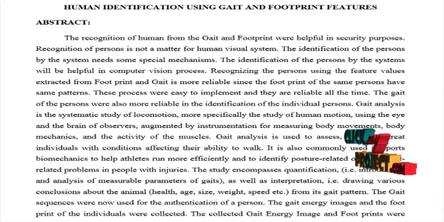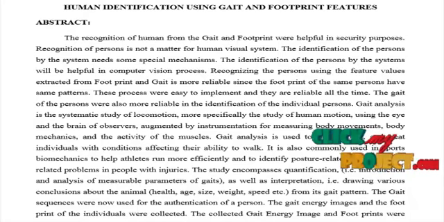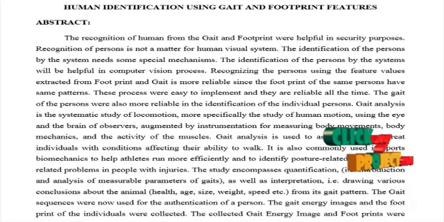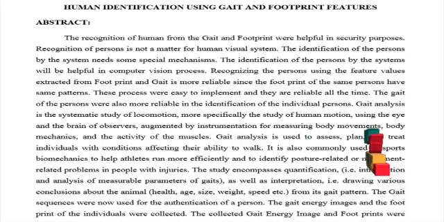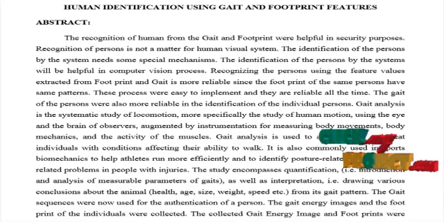Recognizing persons using feature values extracted from footprint and gait is more reliable, since the footprints of the same person have the same patterns. These processes are very easy to implement and reliable all the time. The gait of a person is also reliable in the identification of individuals.